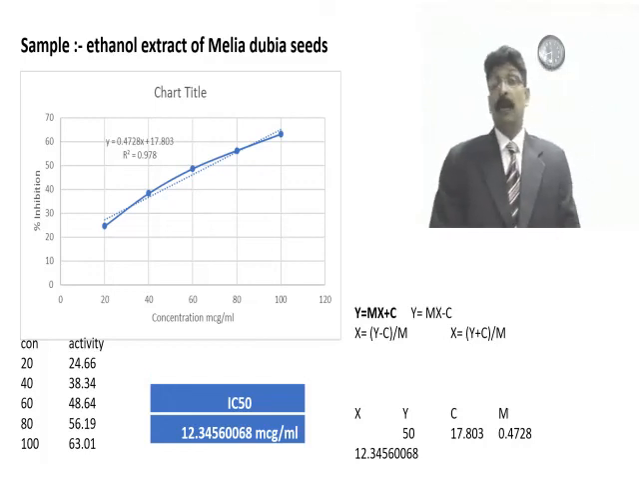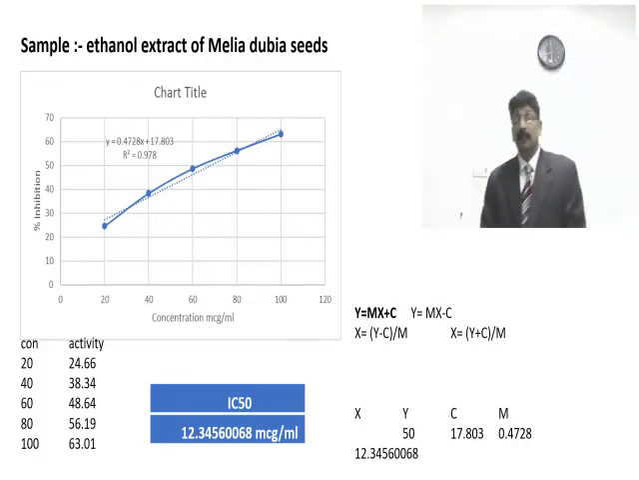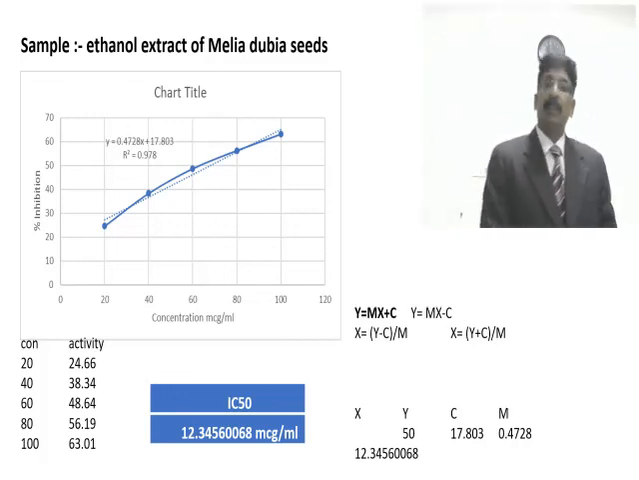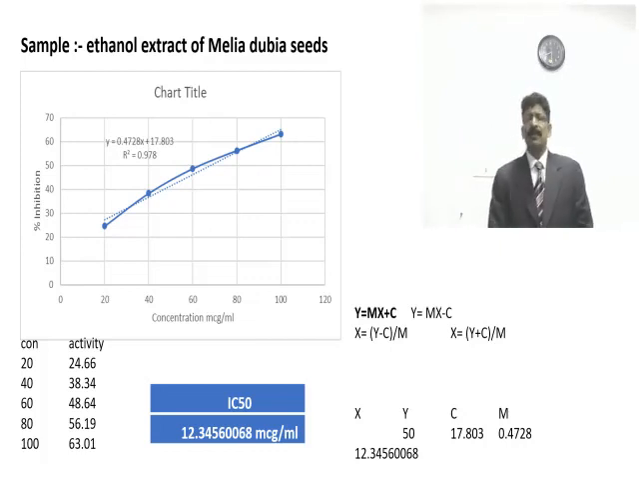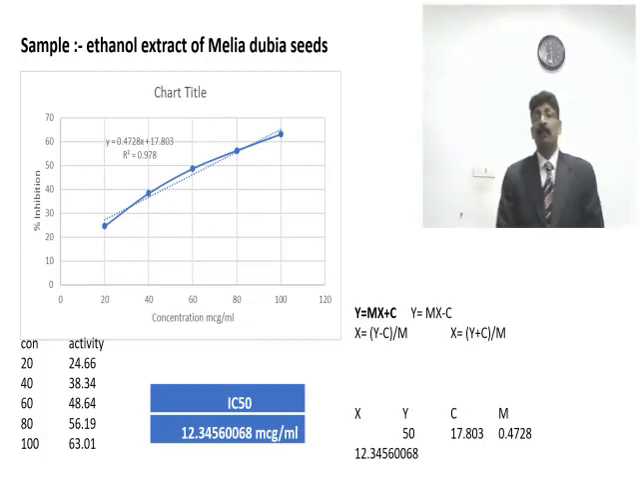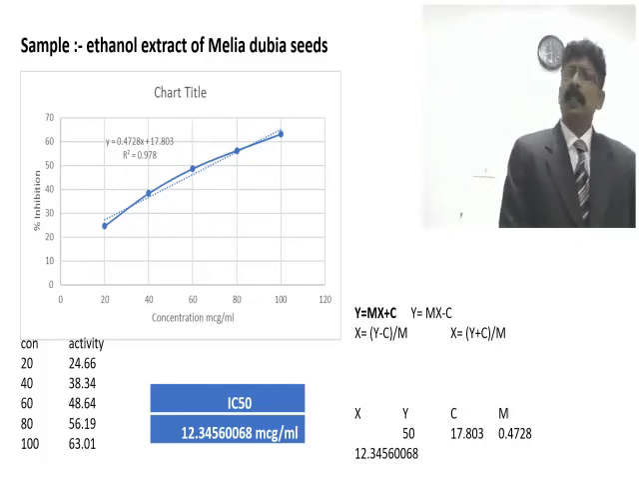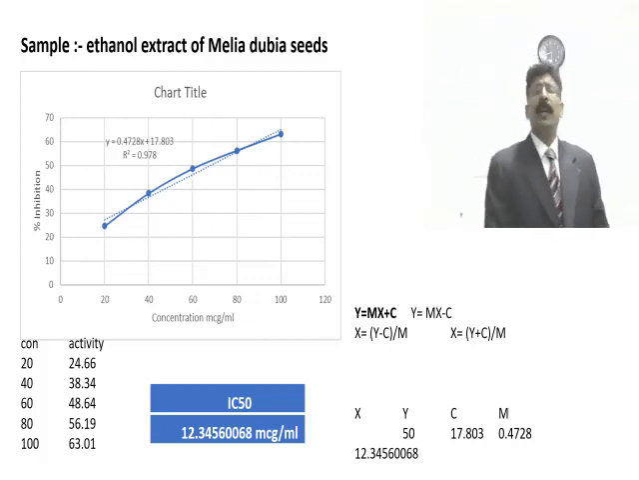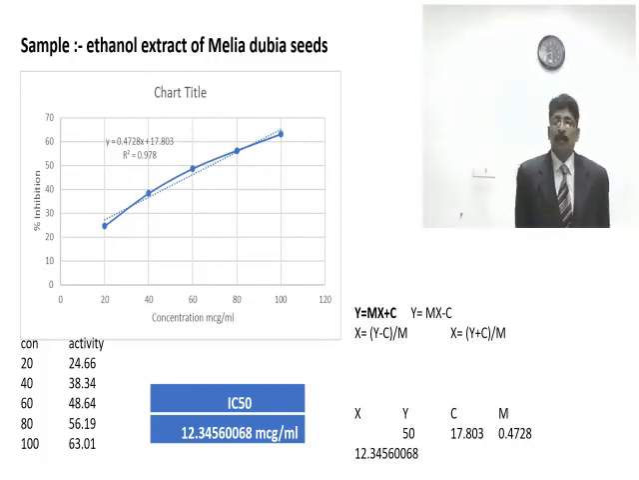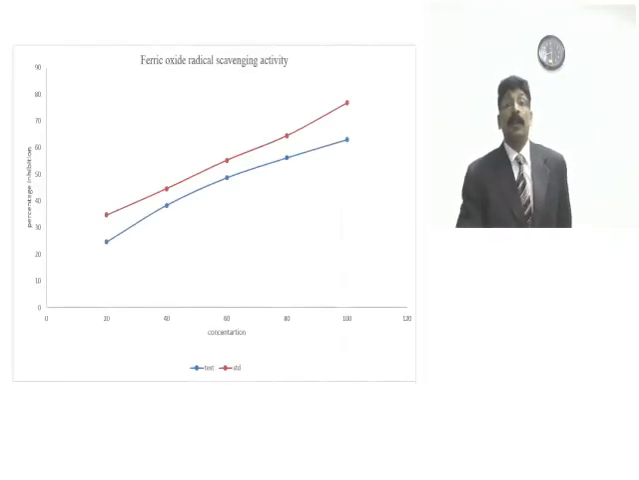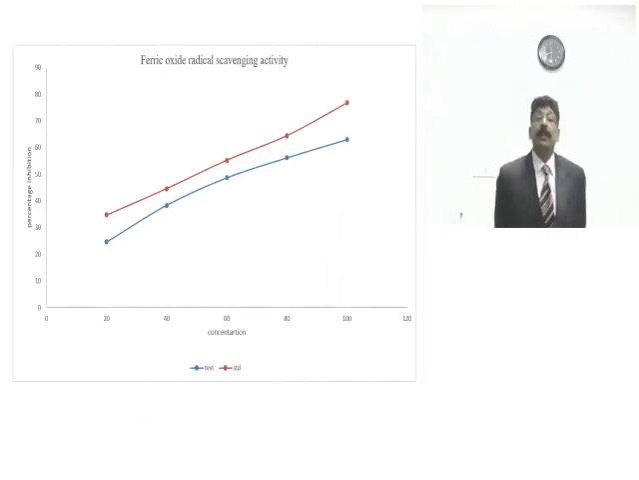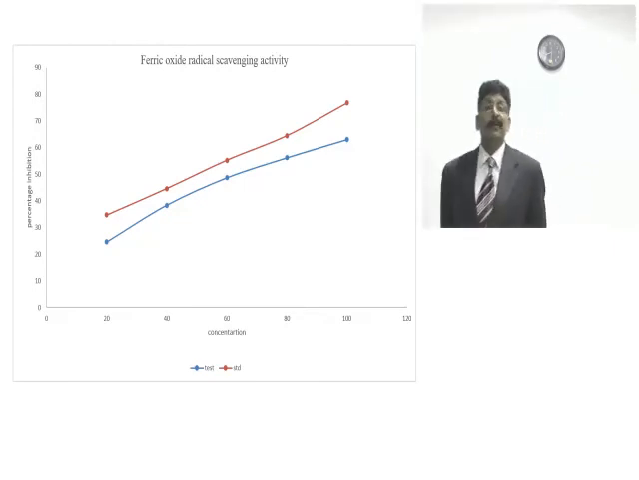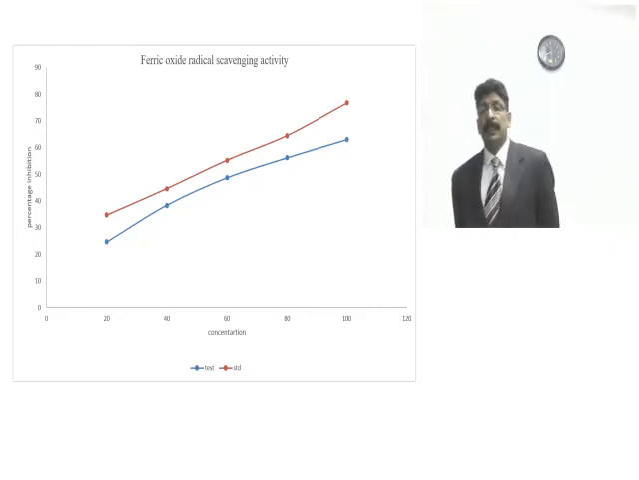But our extract also, we cannot say it has none; at a certain higher concentration, it also has antioxidant activity. Most of the time they have been used for various ailments and treatments, and Melia dubaya seeds can be used. So it has an antioxidant effect, but when compared to ascorbic acid, it's not much. Here we can see the red line in the graph, which shows the ferric oxides activity of the standard, and blue is the extract, shown in the picture.